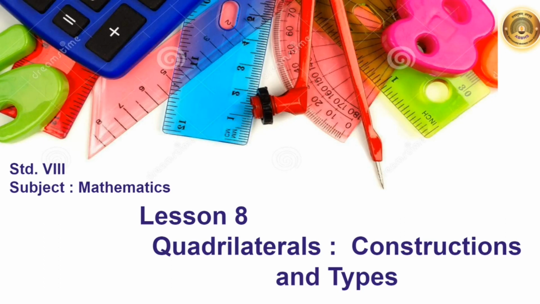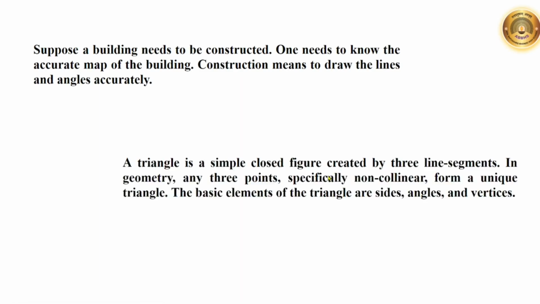Let's revise it quickly. Now what is meant by construction? Suppose a building needs to be constructed, one needs to know the accurate map of the building. Construction means to draw the lines and angles accurately. Now, a triangle is a simple closed figure created by three line segments. In geometry, any 3 points, specifically non-collinear, form a unique triangle.